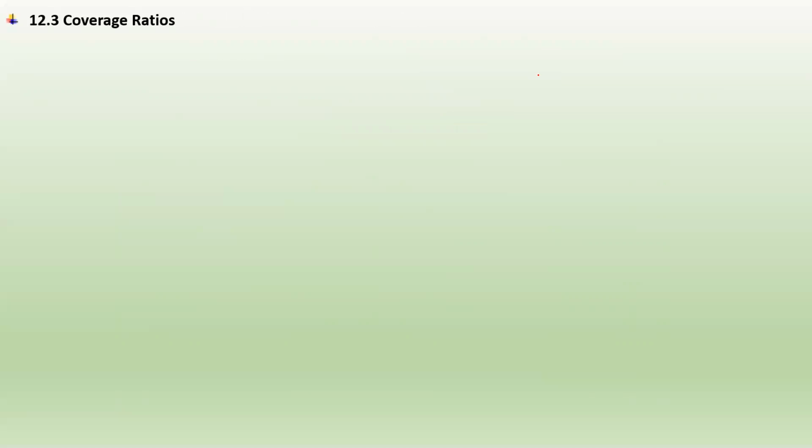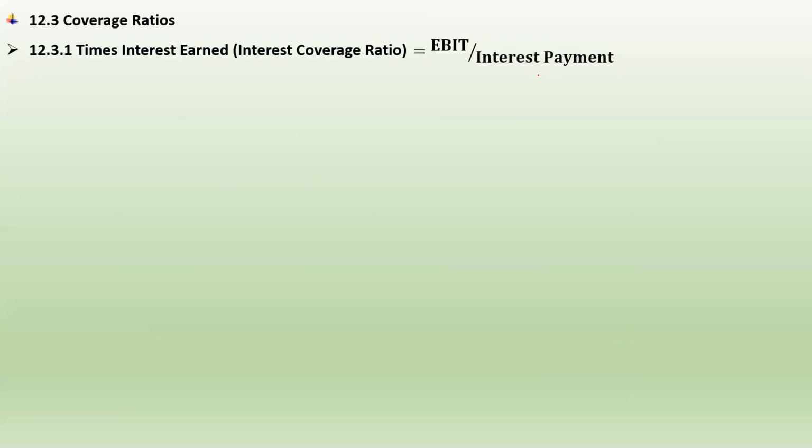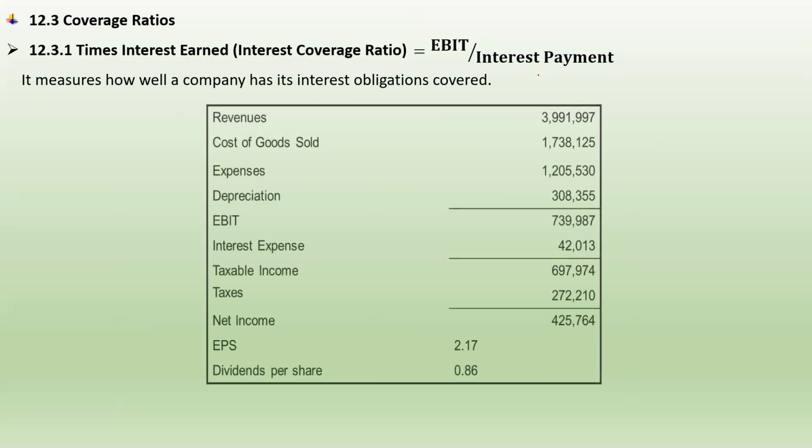The third category of ratios is called the coverage ratios. The first is called the times interest earned, or interest coverage ratio. It equals earnings before interest and tax divided by interest payment. It measures how well a firm has its interest obligation covered by its earnings before interest and tax, or like cash generated by the operation.